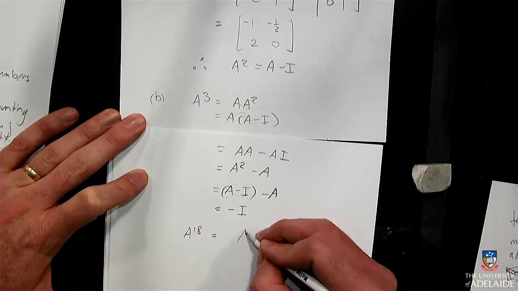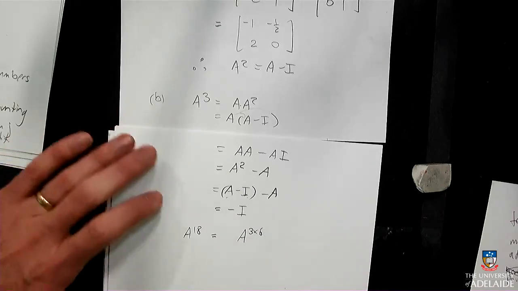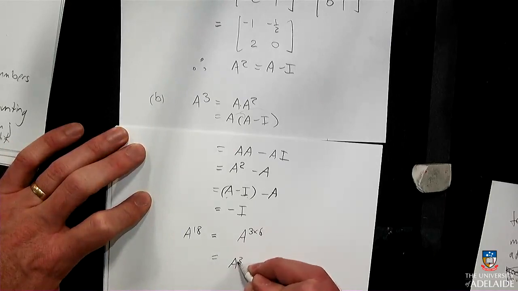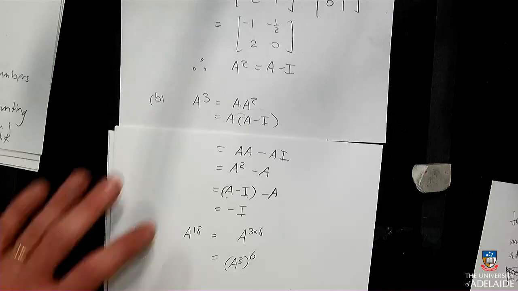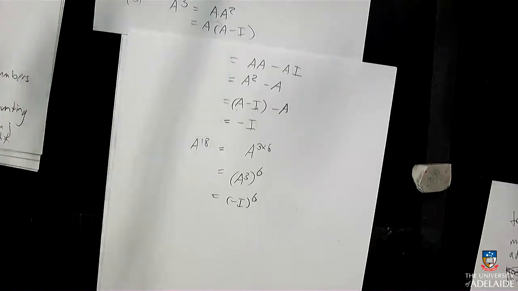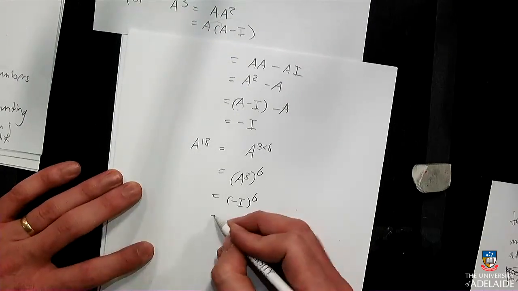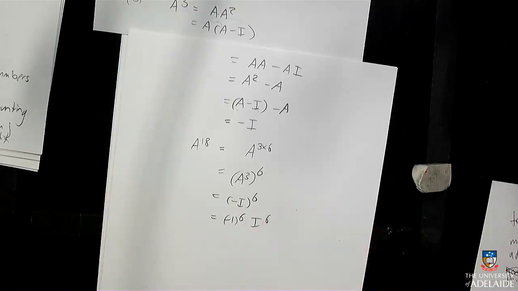A to the 18 would be 3 times 6. That's what 18 is. And I know that the rules for powers say that that's A cubed to the power of 6. And A cubed, I know already, is minus I. And I have a rule for dealing with constant times matrix. That will be minus 1 to the 6 times I to the 6, because that works when it's a plain number times matrix. And minus 1 to the power of 6 is 1, because minus 1 squared is 1.